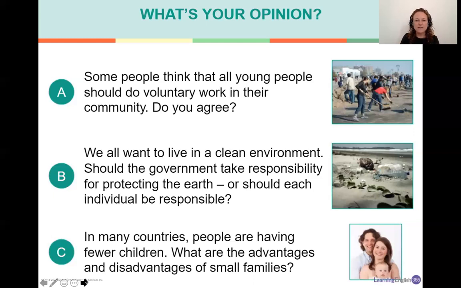So the first question, it's making a statement and asking if you agree. What kind of things would you say? And the second question is giving you a choice. It's saying, should the government take responsibility for protecting the earth, or should we all individually be responsible? And in the third question, it's specifically asking you for advantages and disadvantages of having a small family, what kind of things would you say?